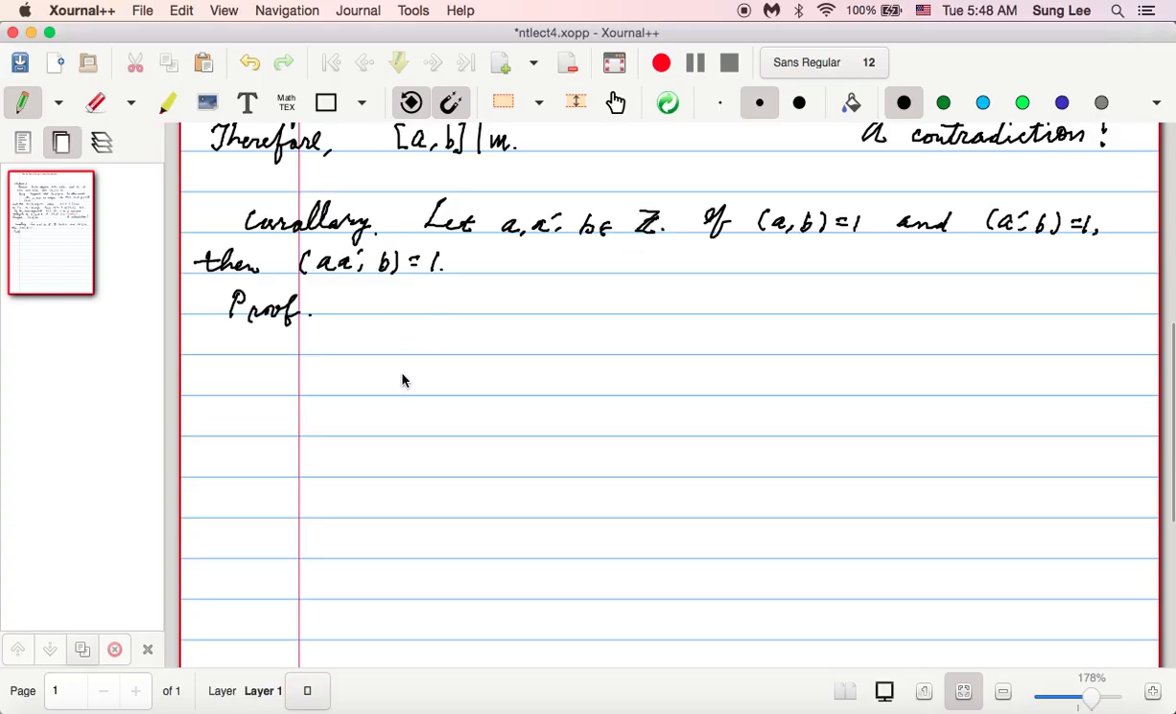Oh, there's something else I have forgotten. Now I remember, I usually like to use a different color for the proof. I mean it's not that important.